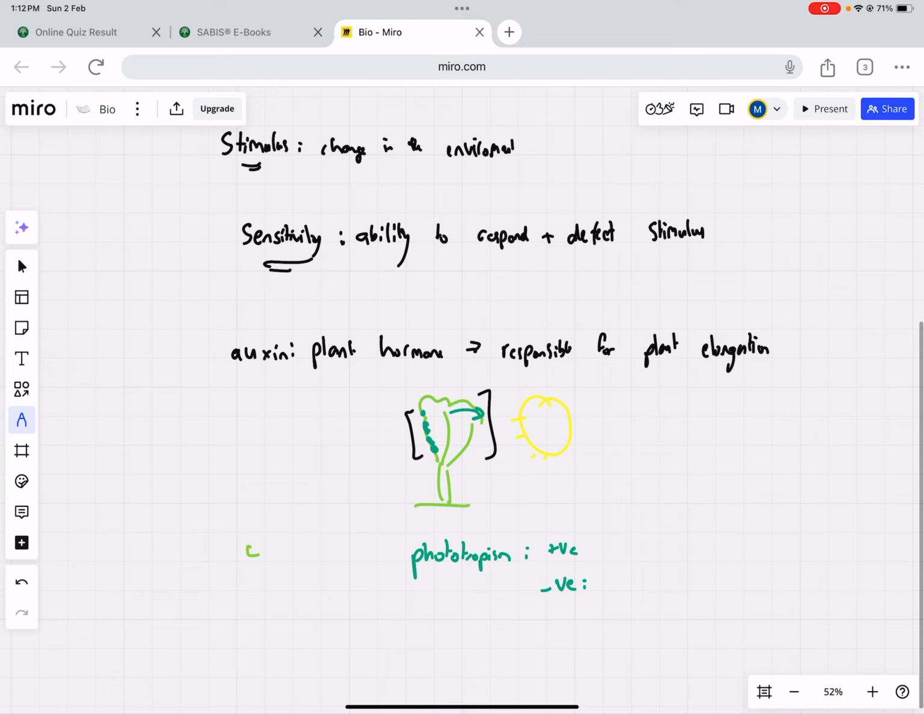An example for negative would be the roots, right? Because the roots will go downwards while the sun is up. This is negative phototropism because they're going away from the sunlight. However, the leaves or the tree itself, you can see it in a forest, some trees are bent in a specific direction. They are usually bent towards the direction of light, and we call it positive phototropism.